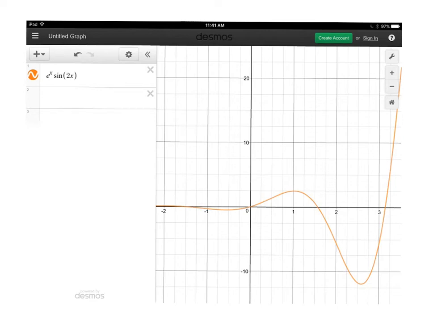Okay, so we're going to take a look at this particular graph, which is kind of a nasty little function, which is the purpose. We don't necessarily want to work with that particular function. It's icky. It's got e to the x. It's got sine of 2x. We've got a lot of irrational behavior. It's just not what we want to do.